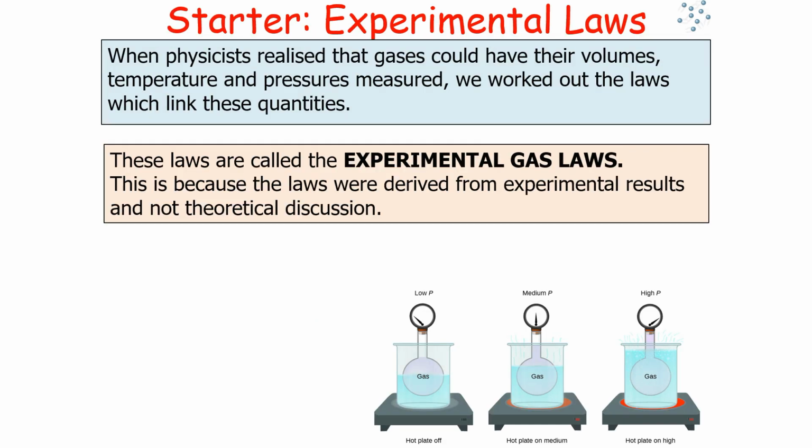Now when physicists realized that gases could have their volumes, their temperatures and their pressures measured, we could look at working out laws to link these quantities. Now these laws are called the experimental gas laws because the laws were devised from experimental results and they were not derived from theoretical discussion.